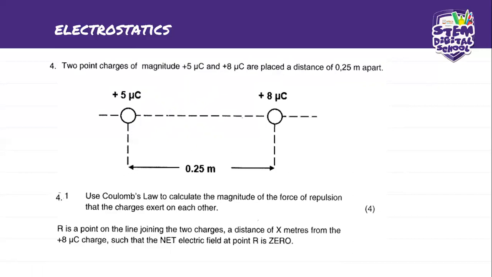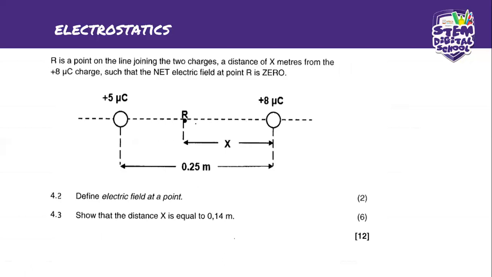And then it says R is a point. R is a point on the line joining the two charges. So it could be here, it could be here, it could be there. It's a point anyway, a distance of X meters from the 8 coulomb charge, such that the net electric field at point R is 0. So here it is illustrated. This is our point R at X distance from this charge here.